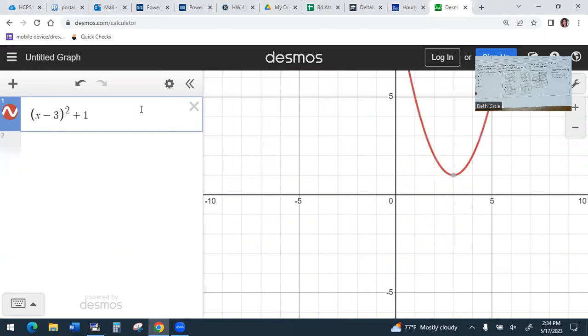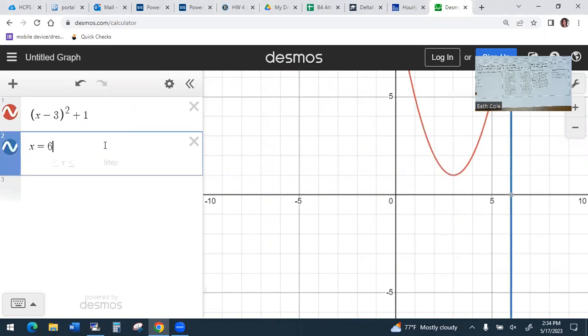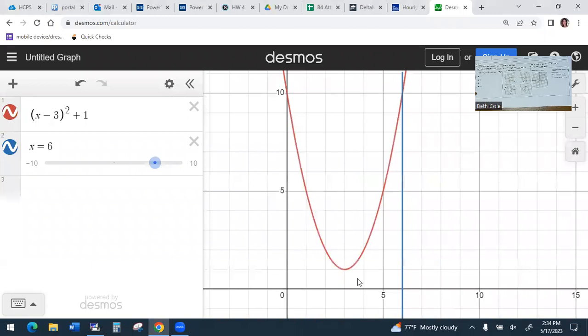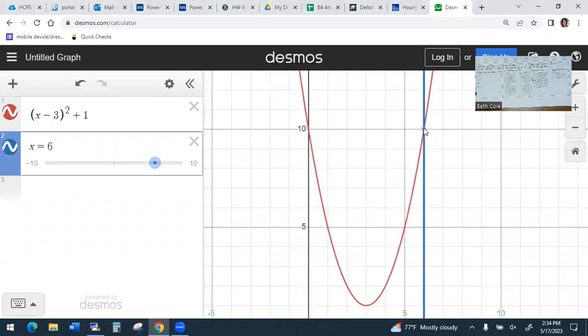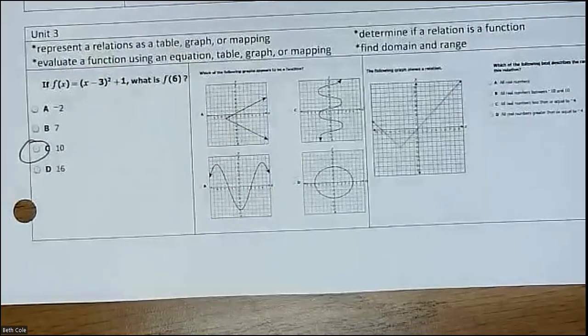Do you see that? Do you see how I just typed it in? All you got to do. And then I'm going to come down here and type in X equals, what did we want to plug in? 6. Now I might need to move this around. Here's the intersection. What do you get for 6? 10 is your answer. You can do about half this test in the calculator. And you only need a little bit more than half to pass. So as long as you know how to use the calculator, you're going to be just fine.